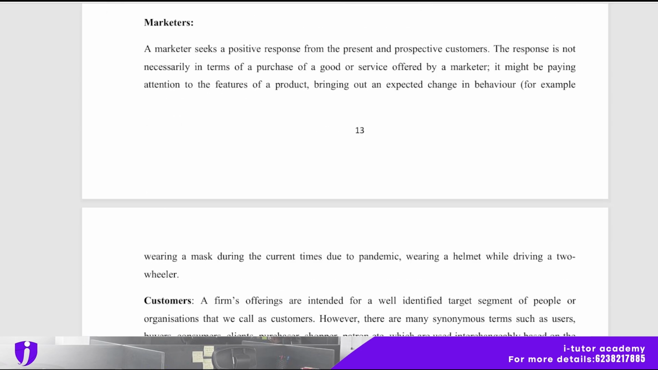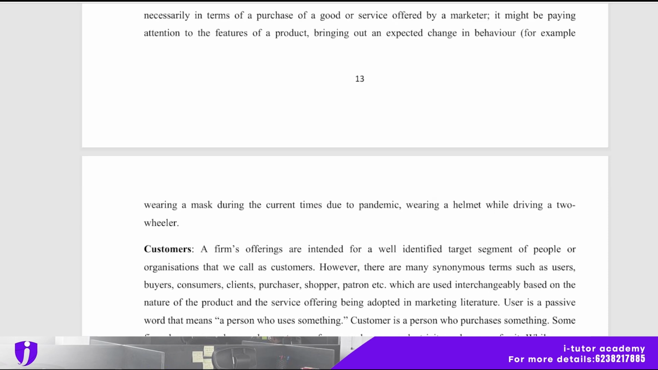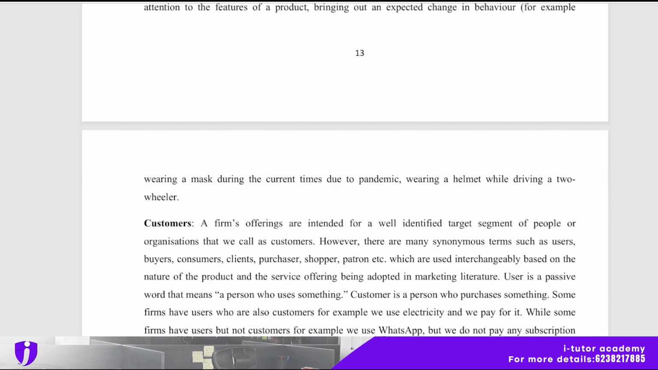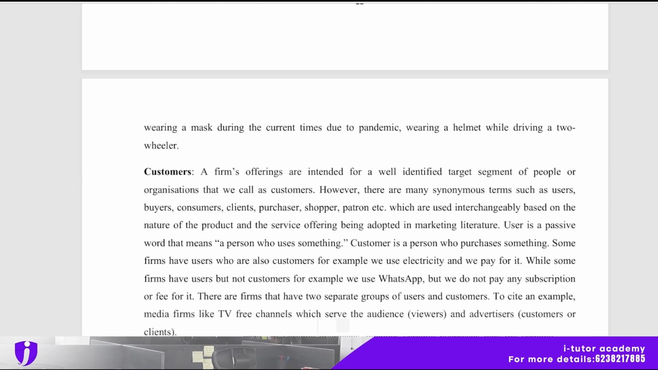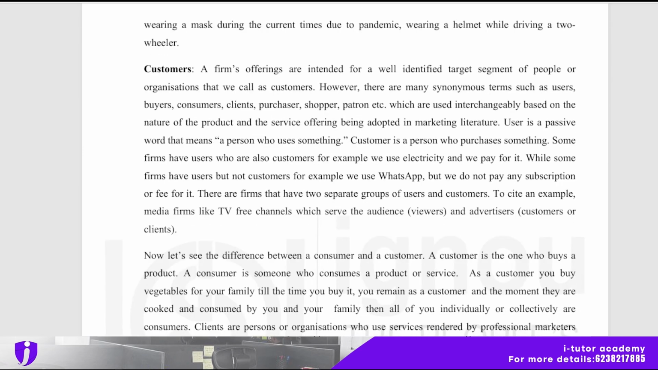The marketer seeks a positive response from present and prospective customers. The response is not necessarily in terms of a purchase of a good or service offered by a marketer. It might be paying attention to the features of a product, or bringing about an expected change in behavior. For example, wearing a mask during the current time due to the pandemic, or wearing a helmet while driving two-wheelers. Next is customers.